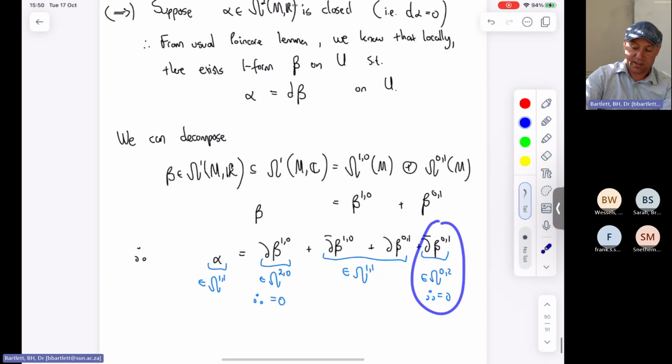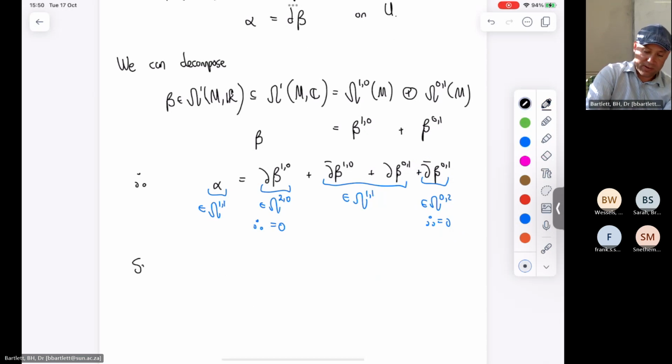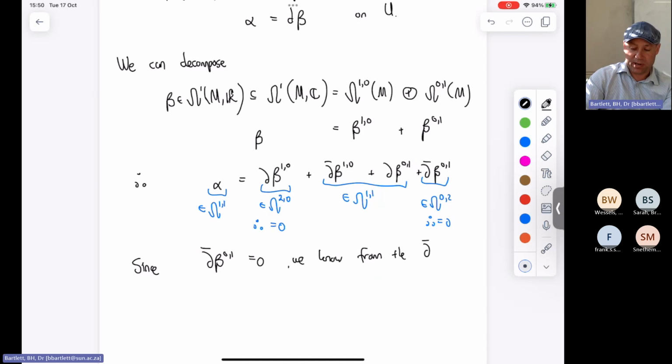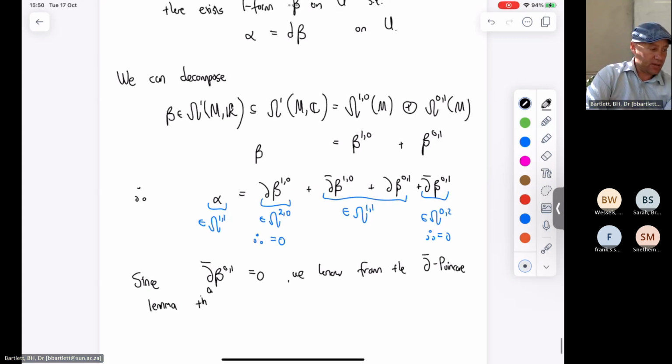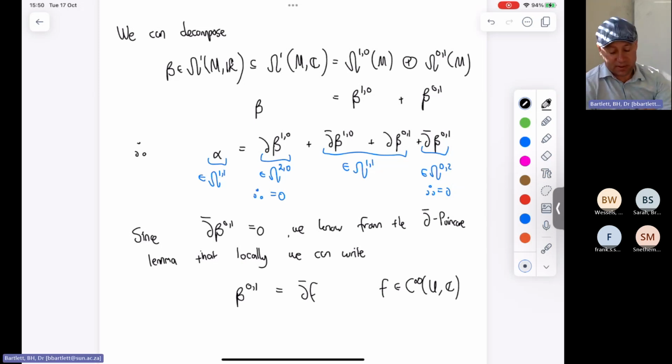So for example, the fact that this equals 0 is telling me, from the del bar Poincaré lemma, not the ordinary Poincaré lemma, but the Poincaré lemma for the del bar operator, that there exists a smooth complex valued function f, so that locally we can write beta^{0,1} as del bar of f. f is a smooth function locally on the manifold. Okay. So that's cool.